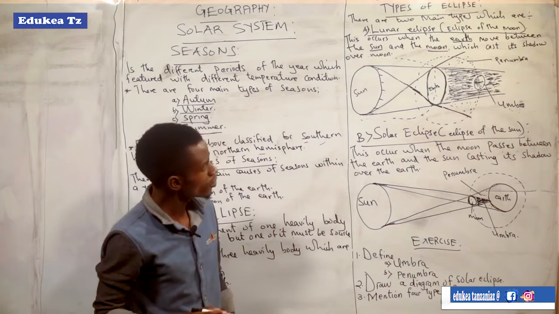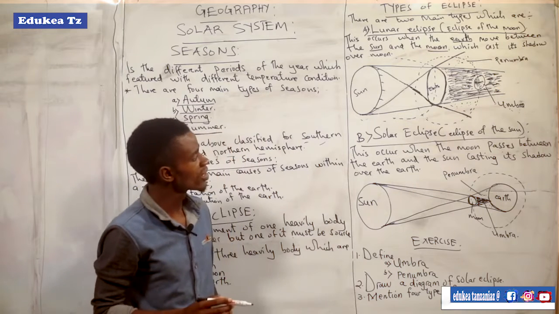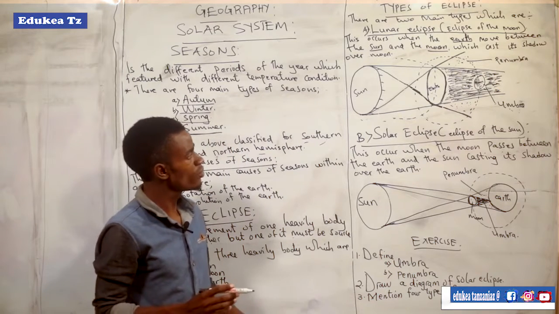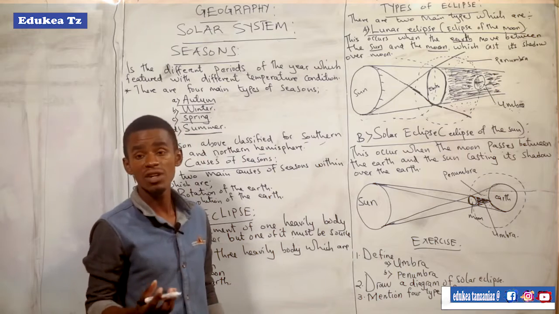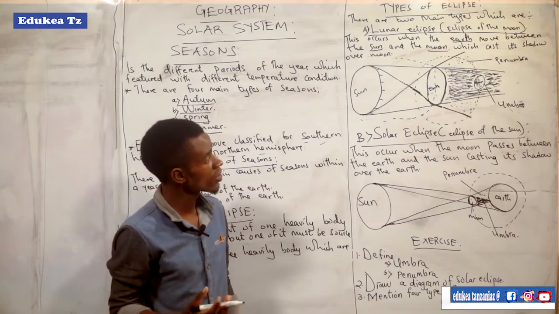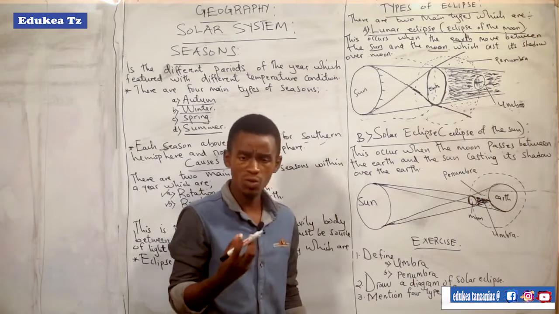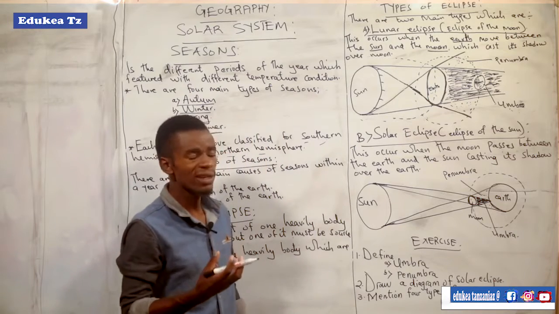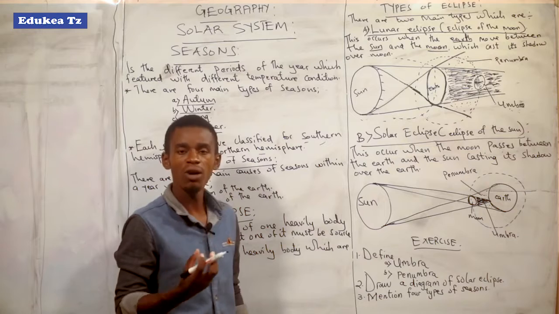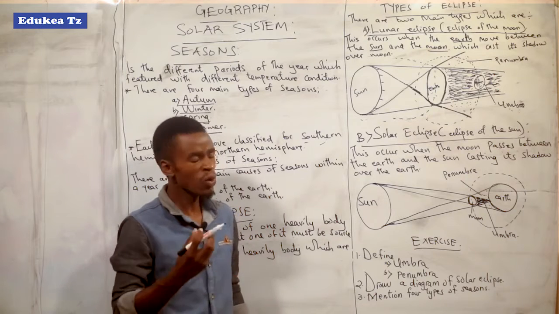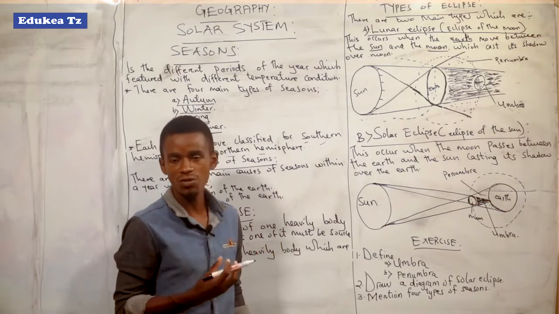But before we complete here, let's make the differences between penumbra and umbra. You can differentiate them by checking their definitions. But you can ask yourself a question: why does the eclipse occur for a short period of time?